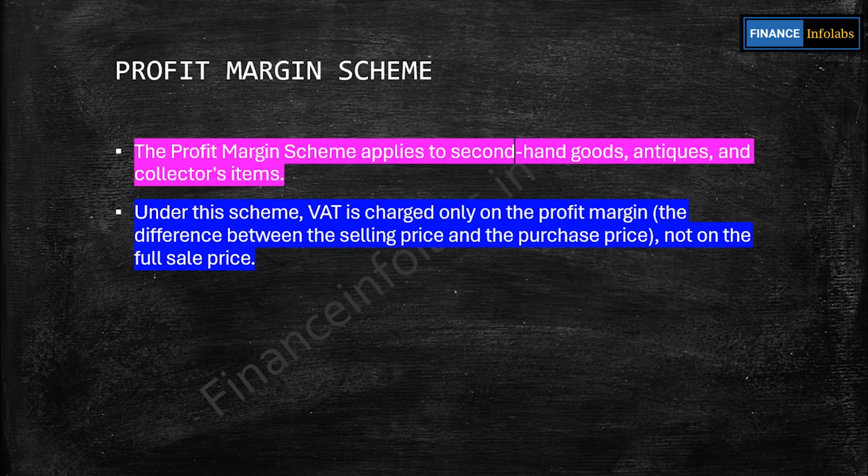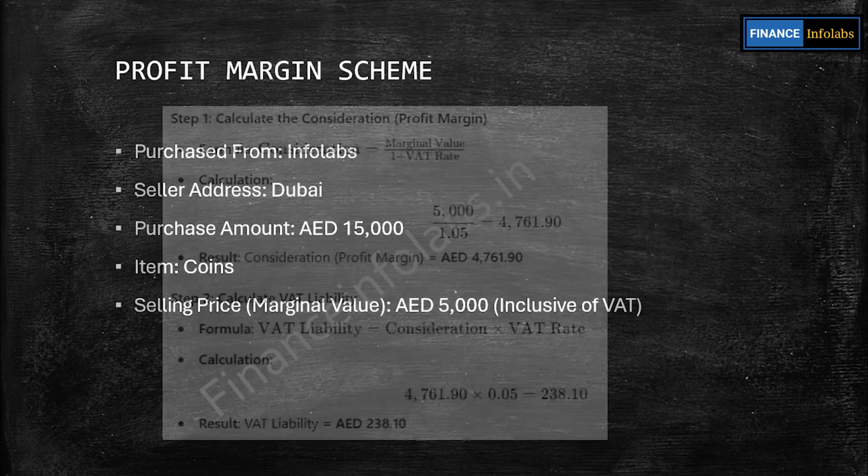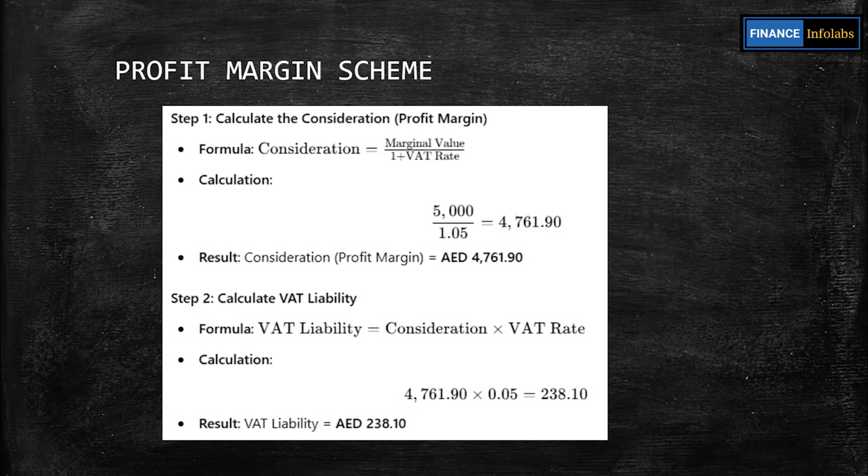The profit margin scheme applies to second-hand goods, antiques, and collector's items. Under this scheme, VAT is charged only on the profit margin, the difference between the selling price and the purchase price, rather than the full sale price. This helps reduce the VAT burden on transactions involving items that have already been sold or used. A business purchased coins from Info Labs in Dubai for AED 15,000. The selling price of the coins, marginal value, is AED 5,000, inclusive of VAT. In the next slide, we can discuss about list of discounts in invoice.